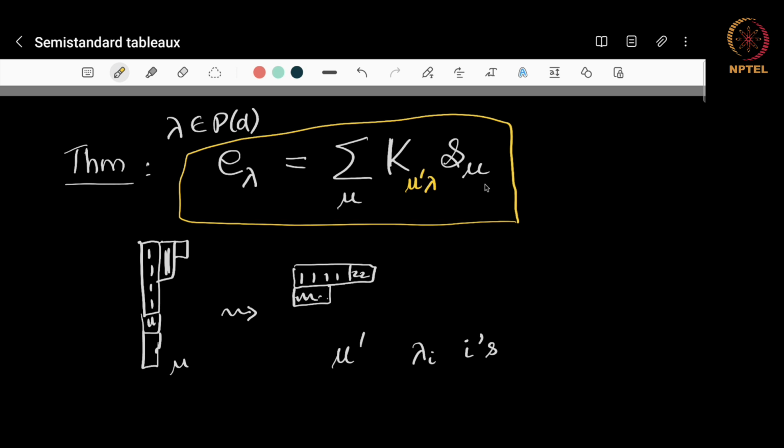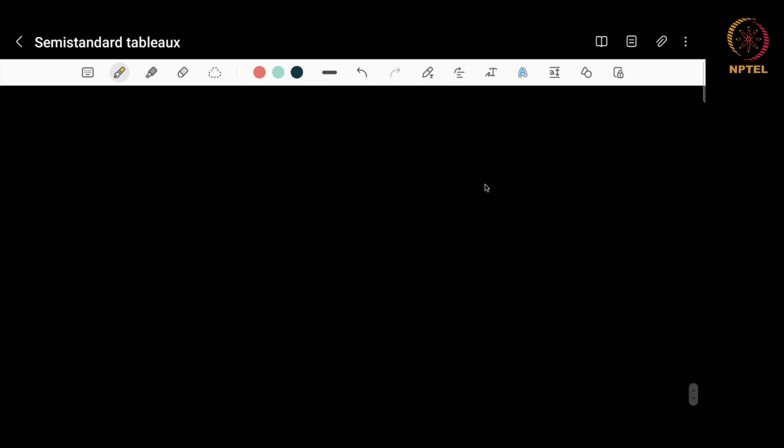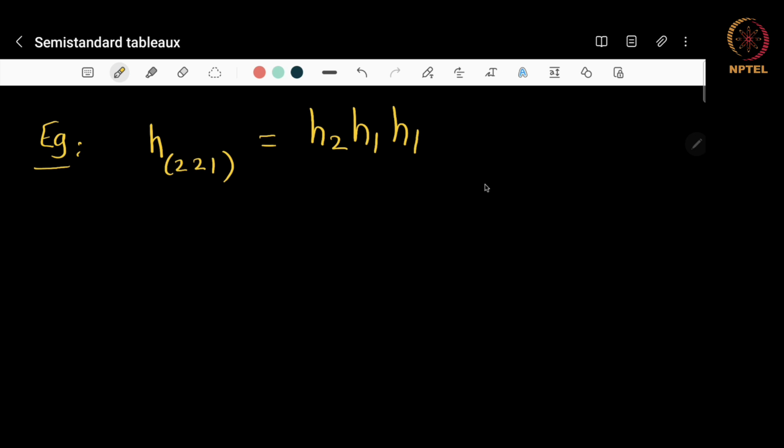Okay, so finally let's just do one example to see how this whole iteration business works out. Let's just do it in one single case of h. So if mu is 3 2, let me just try and expand that h out in full. So here's what I want to do. I want to take the partition 2 2 1 and try to write the corresponding complete symmetric polynomial in terms of the Schur polynomials, by iterating Pieri's rule.